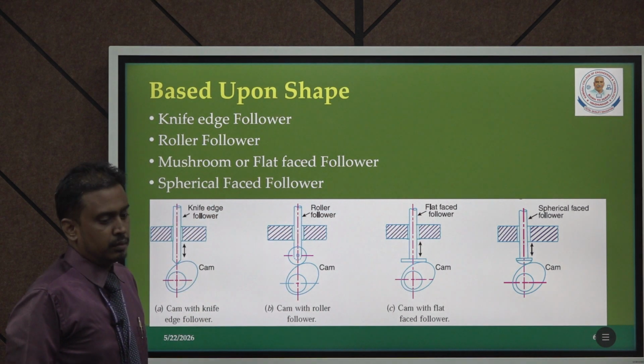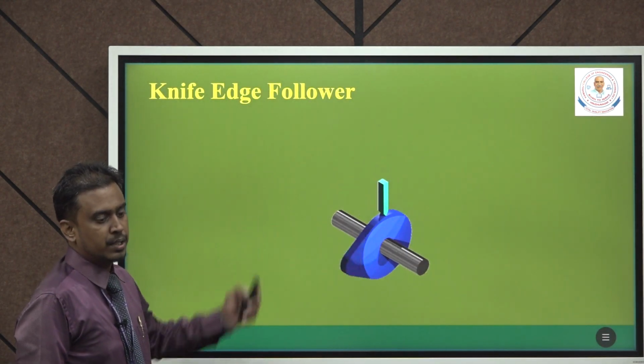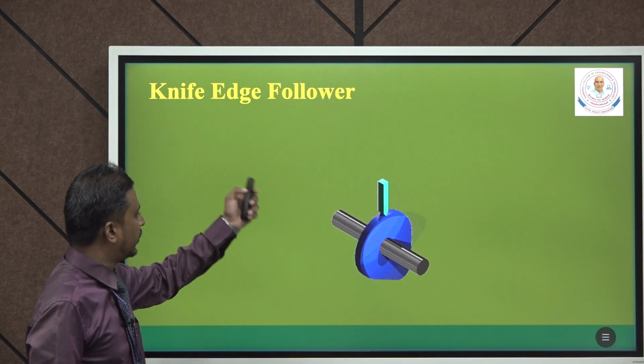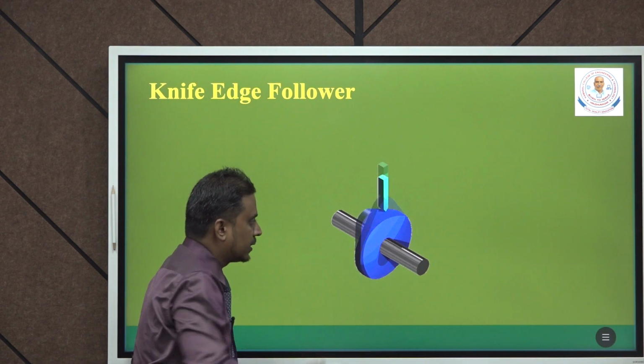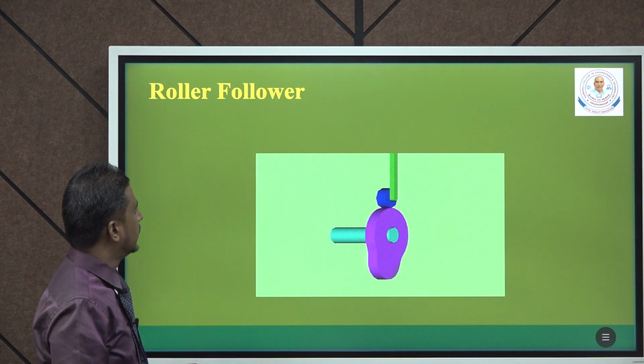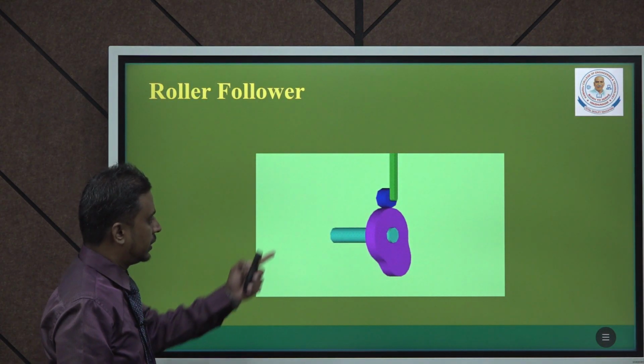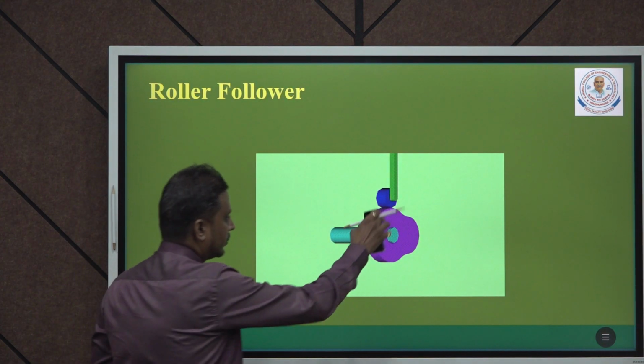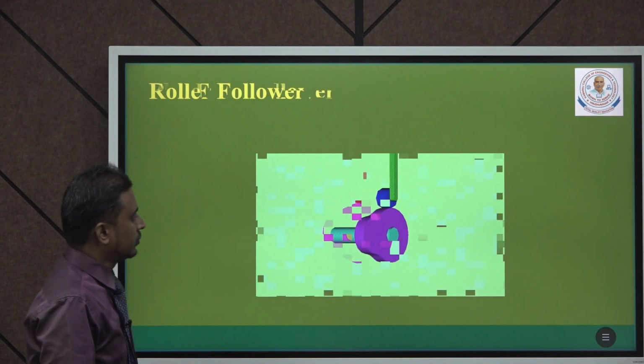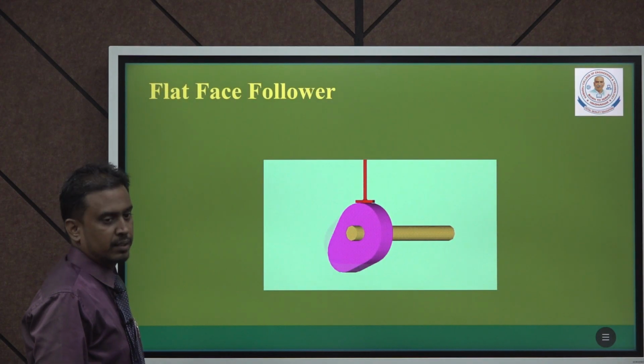Now, let us see the animations of various followers. So, this is the knife edge follower. Here the contact is knife edge. The second one is roller. Here the follower is of roller type. The third one is flat face.